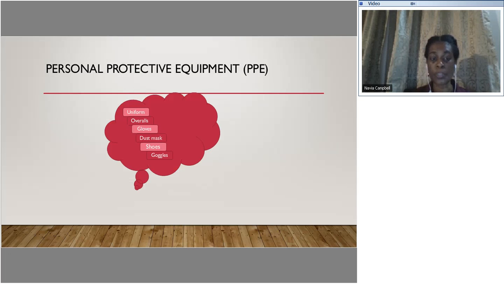Shoes, and this is non-skid closed-toe shoes. And of course, where applicable, you may need to wear your safety goggles.